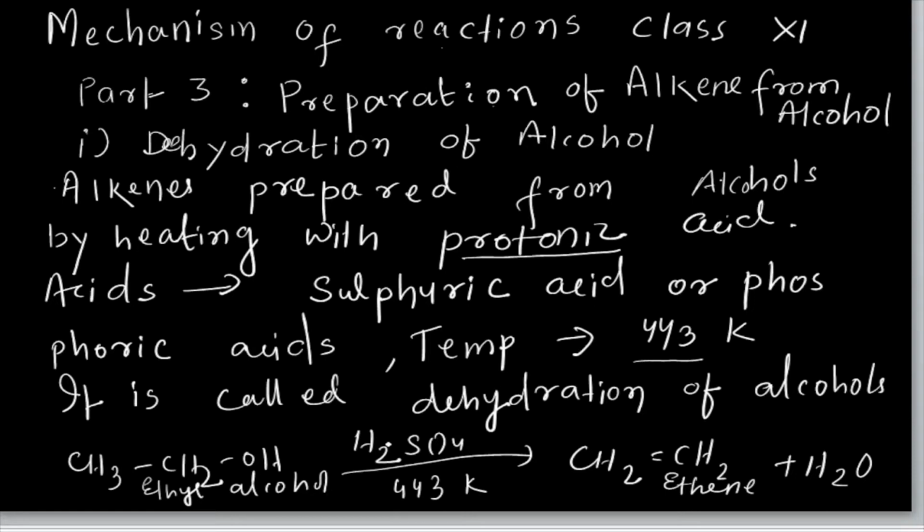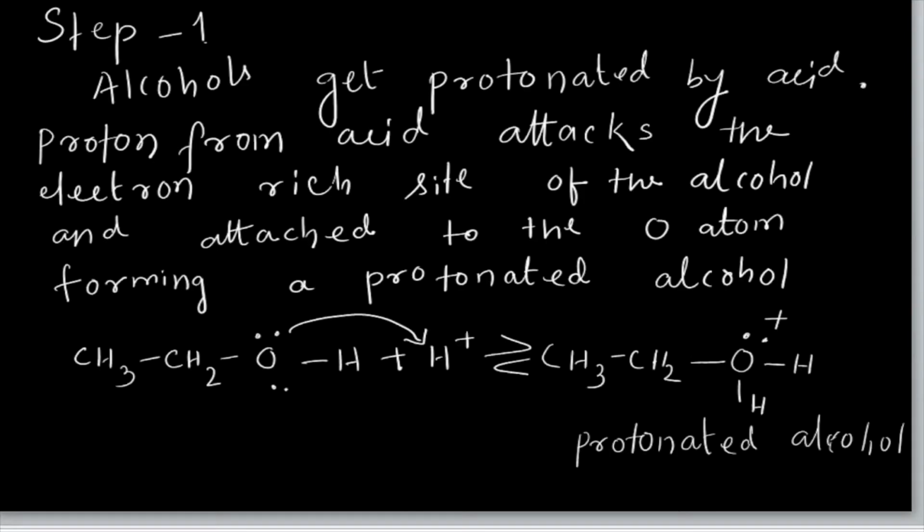But here, what are the steps involved? One by one you will see the steps, and that is called the mechanism of the reaction, the preparation of alkene from alcohol. Now here you see the first step, step 1. What does step 1 mean here? That means how the alcohol is attacked by the protonic acid. You know protonic acid contains a proton, that is hydrogen. How will it attack the electron-rich side of the alcohol?